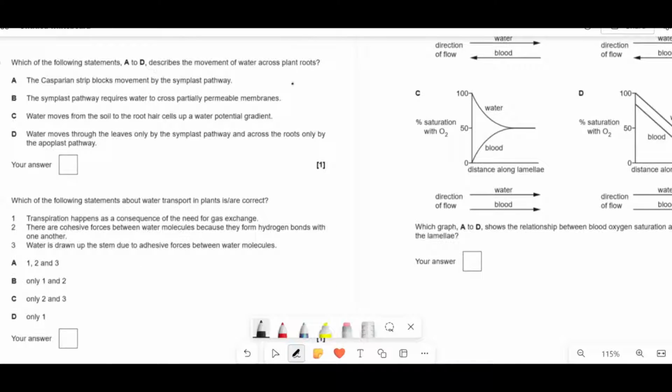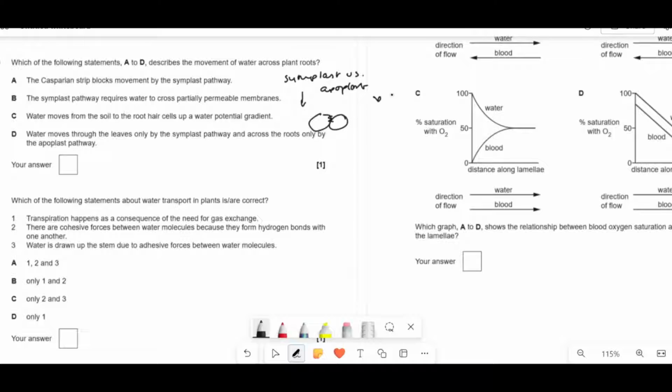Which of the following statements A to D describes the movement of water across plant roots? So the Casparian strip blocks movement by the symplast pathway. So just as a quick recap, water moves through the roots into the xylem via two different routes, the symplast pathway versus the apoplast pathway. So symplast is the living parts. What it means is that you've got cells that are connected to each other through plasmodesmata, and the water moves through the cytoplasm via all of these through osmosis.